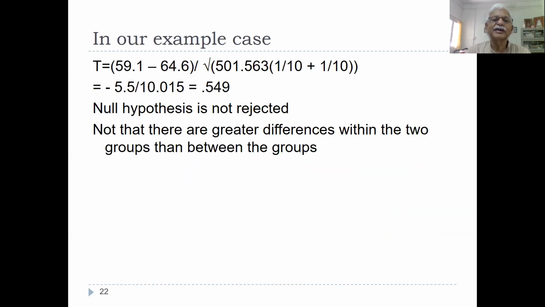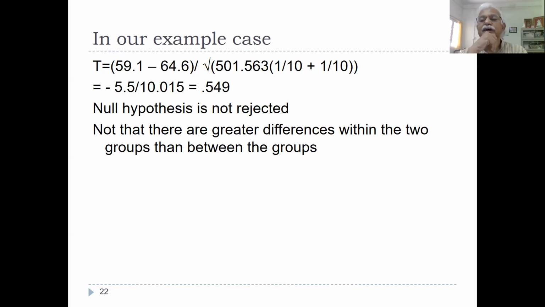In our example, we can compare two means with values 59.1 and 64.6 by using 501.563 as the value of S. Null hypothesis is still not rejected. Note that there are greater differences within the two groups than between the groups, and that is the reason why null hypothesis is not rejected.